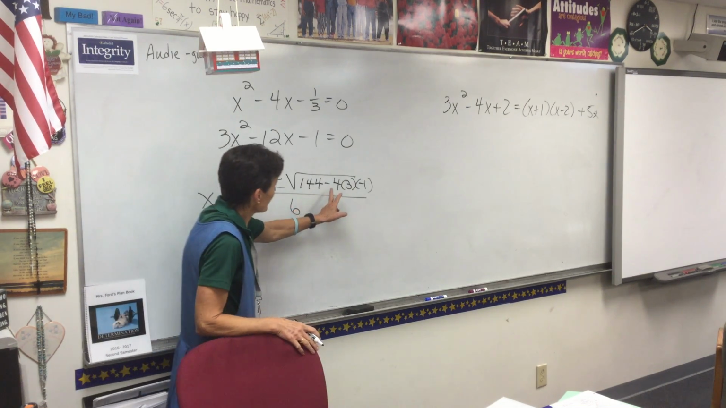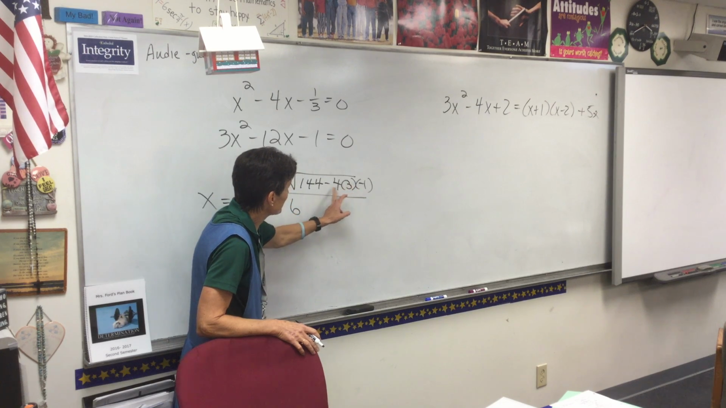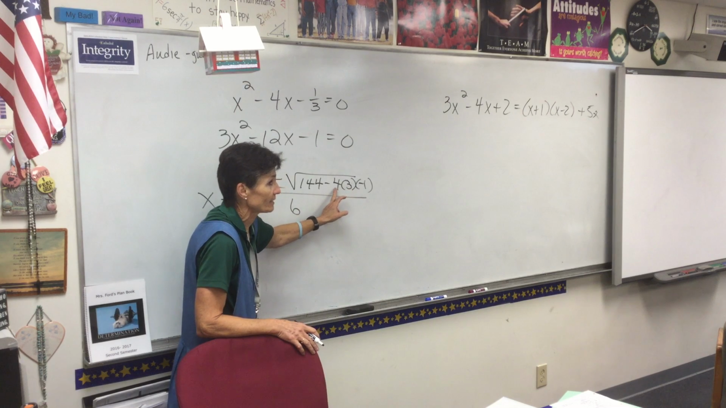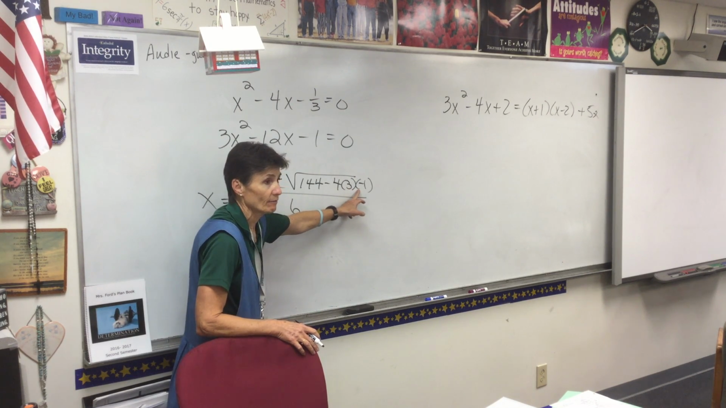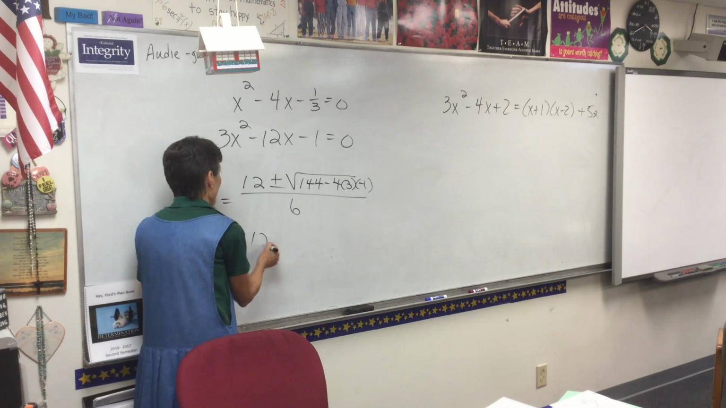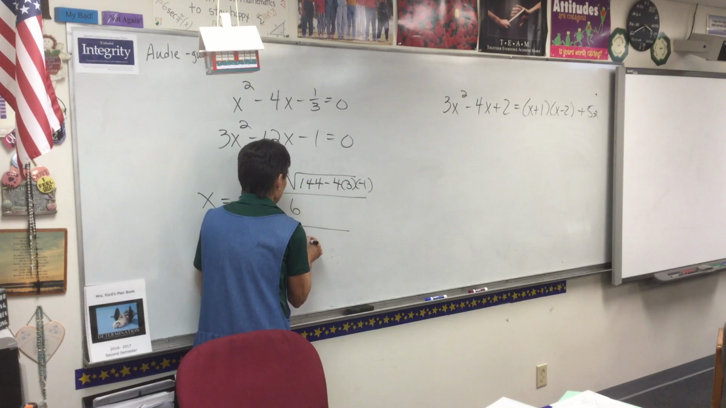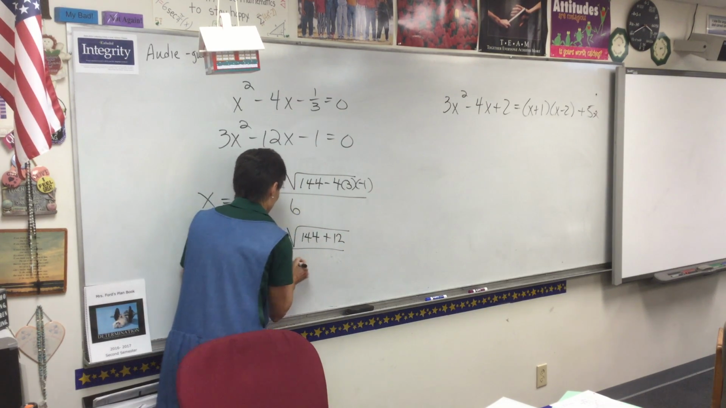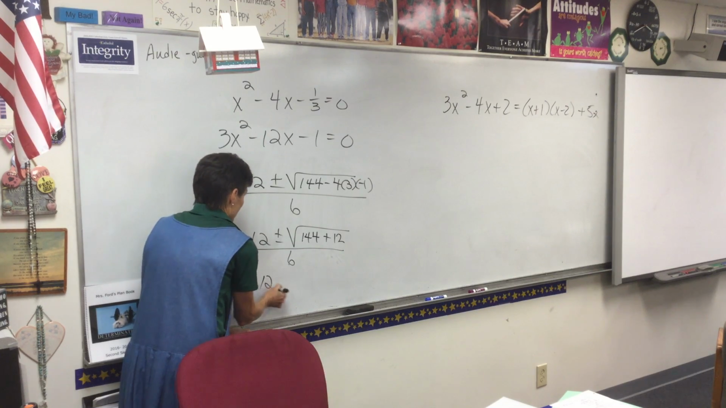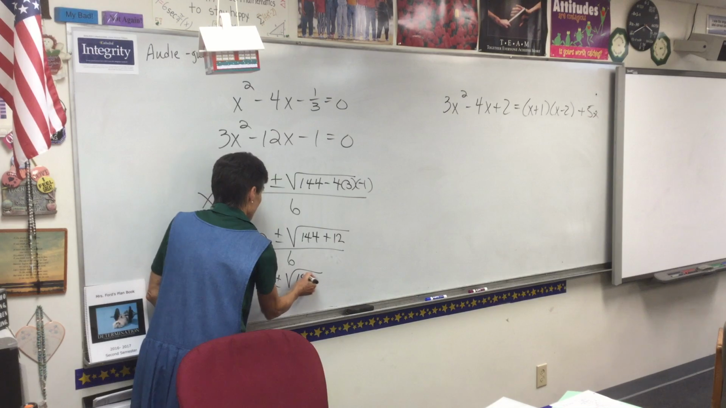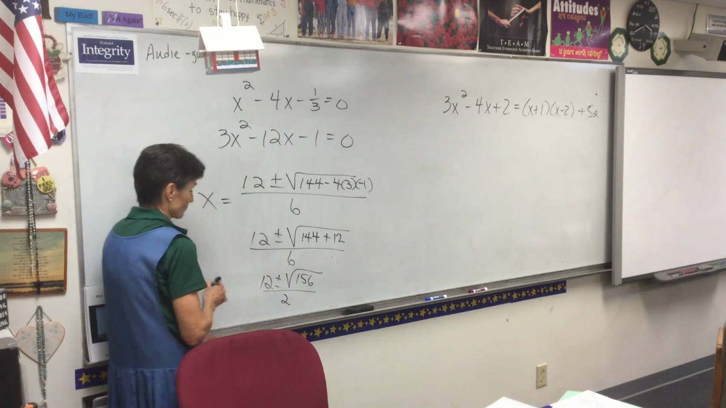Now, on our tests, we had several people, even though I caution you all the time, not get this. That's a double negative. So that's going to become a plus. So I'm going to have 144 plus 12. So 144 plus 12 is 156.